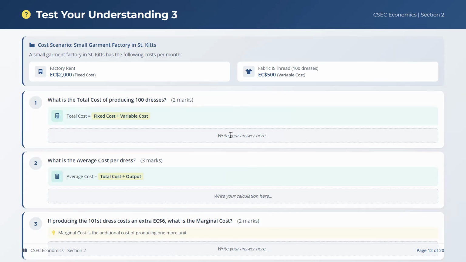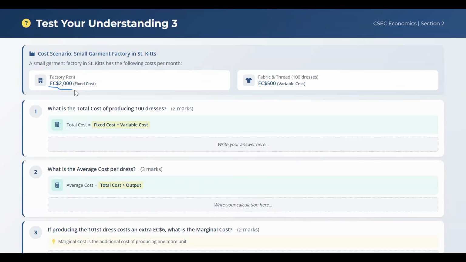Wait, you're going too fast. 2,500 divided by 100. So I'm going to start over. So the fixed cost will be the factory rent, 2,000. The variable cost is 500. The total cost is fixed cost plus variable cost. So that's 2,000 plus 500, which is 2,500.